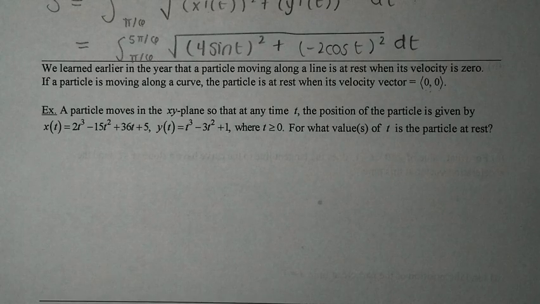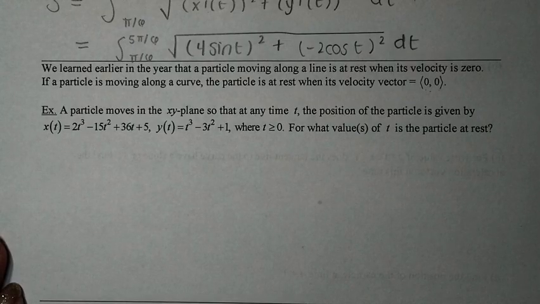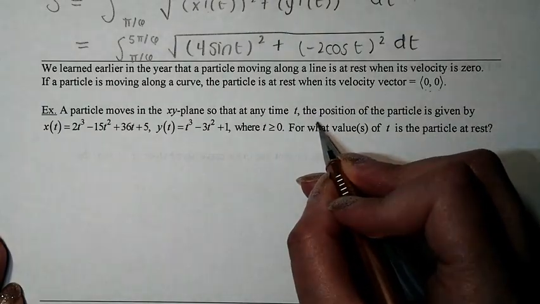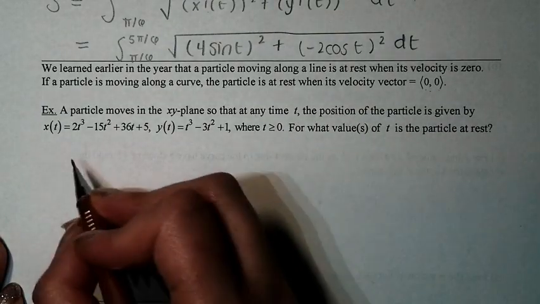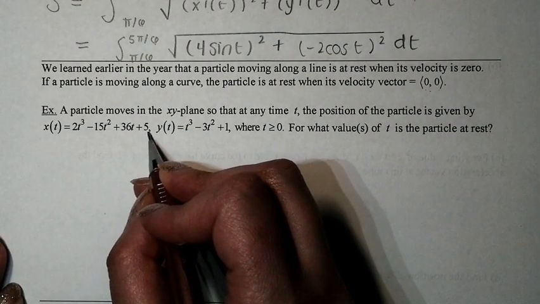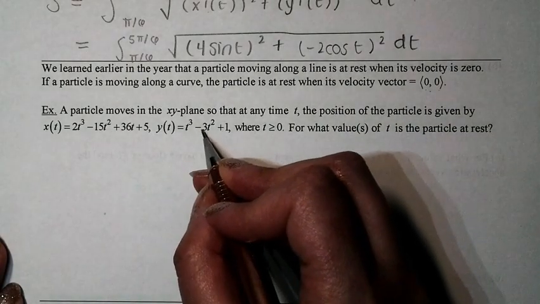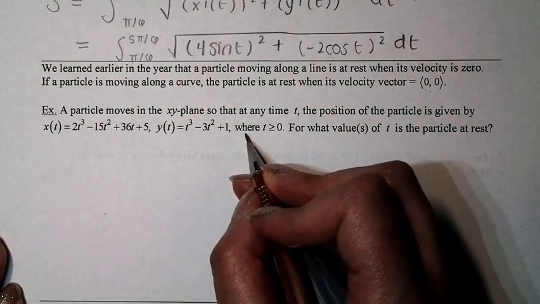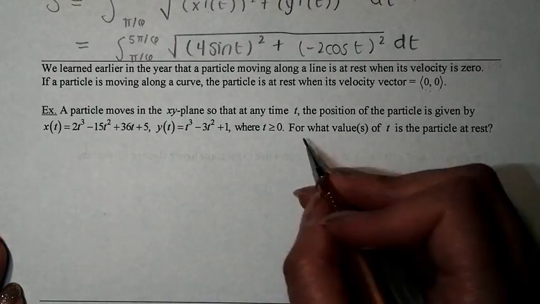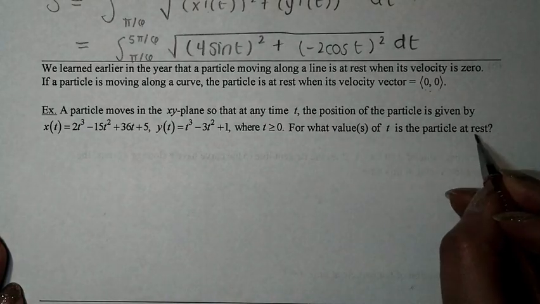You are going to see that it's not that bad, but you need to be a little bit careful. In the AP test, this question is very common in the multiple choice. So let's read this one so you can see that it's simple. A particle, again, moves in the xy plane so that at any time t, the position of the particle is given by 2t^3 minus 15t^2 plus 36t plus 5 for the x component, and the y component is t^3 minus 3t^2 plus 1, where t is greater than or equal to 0. You know that that's an application problem, so it makes sense. For what values of t is the particle at rest?